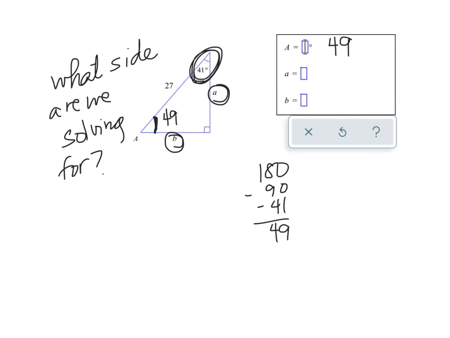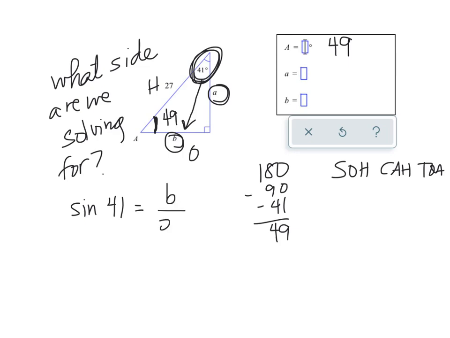Now, to solve the other two sides, we have to set up a trigonometric equation. So if we're using 41, across from 41 is the opposite side. And we are given the hypotenuse. So between sine, cosine, and tangent, sine uses opposite and hypotenuse. So I'm going to set up this equation. Sine of the angle, so it's always trig of the angle. Sine of 41 is equal to the opposite side, which is B, over 27.